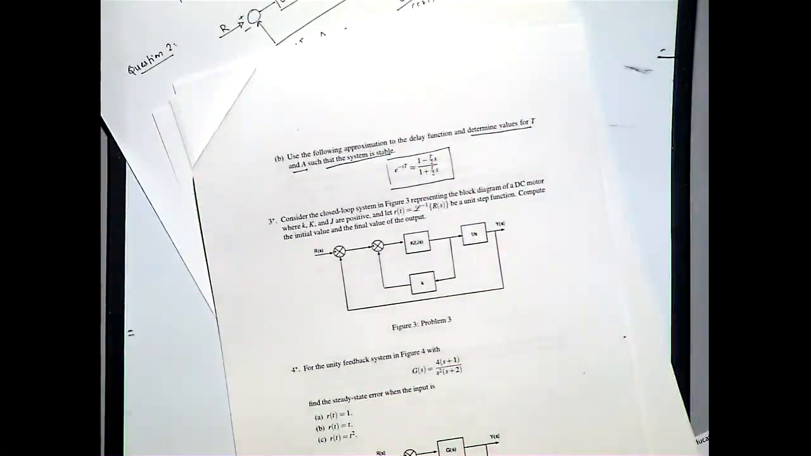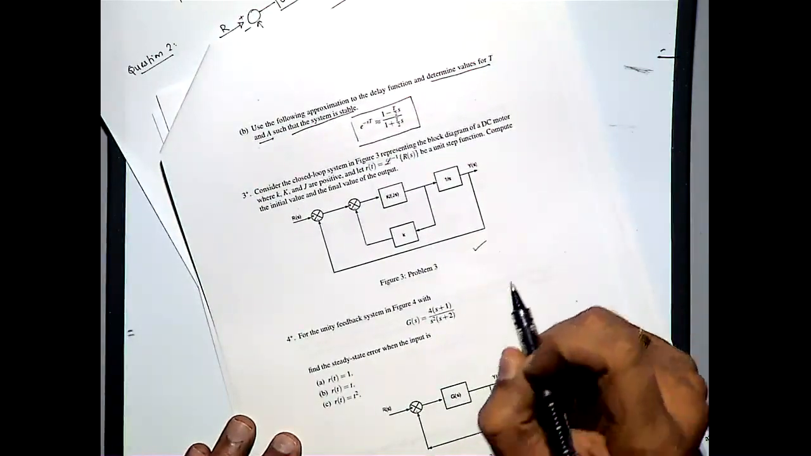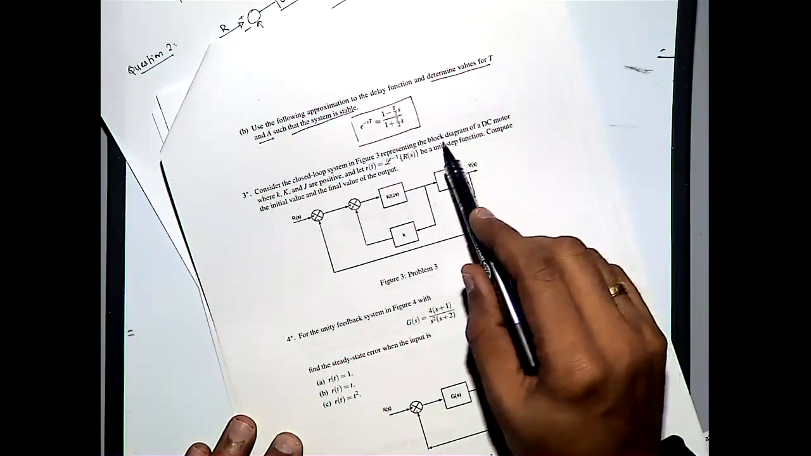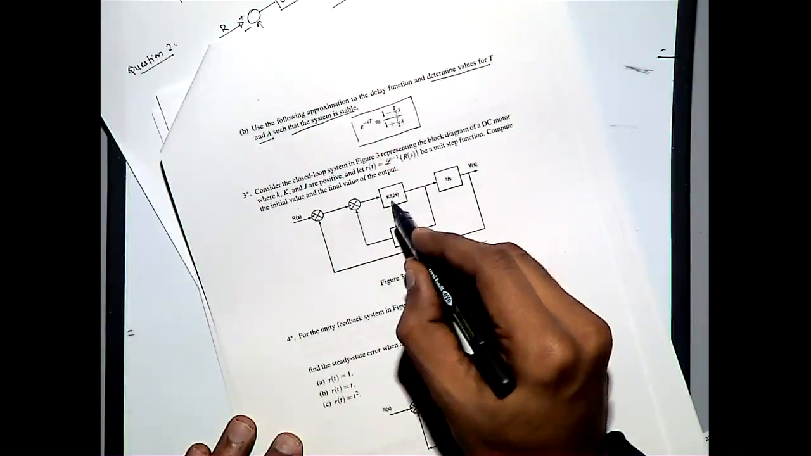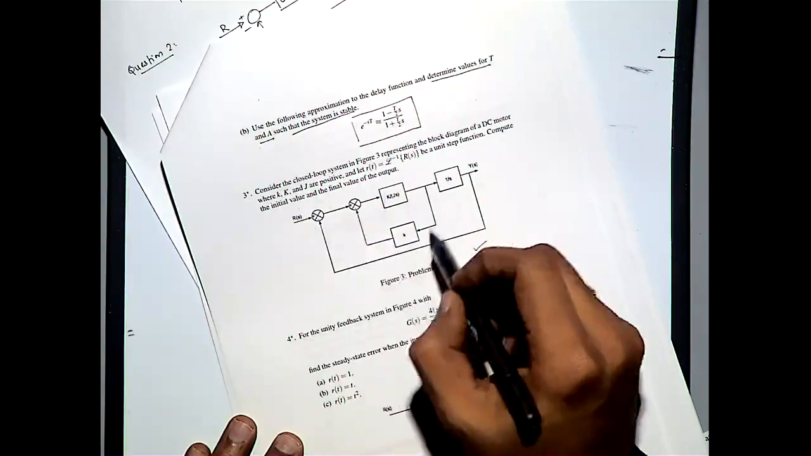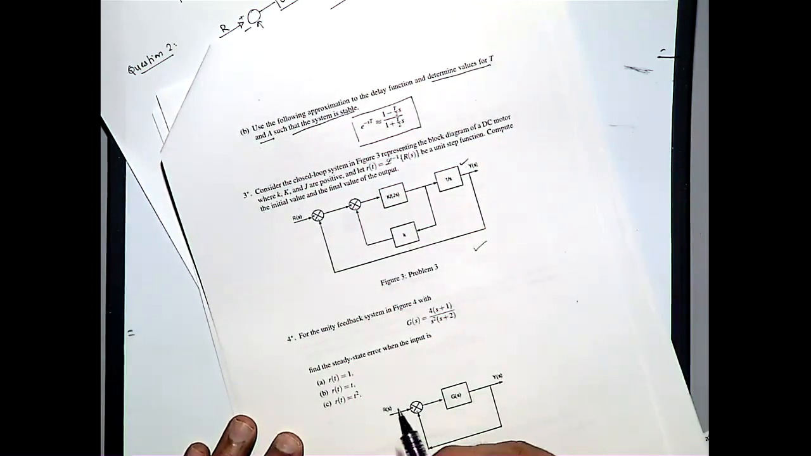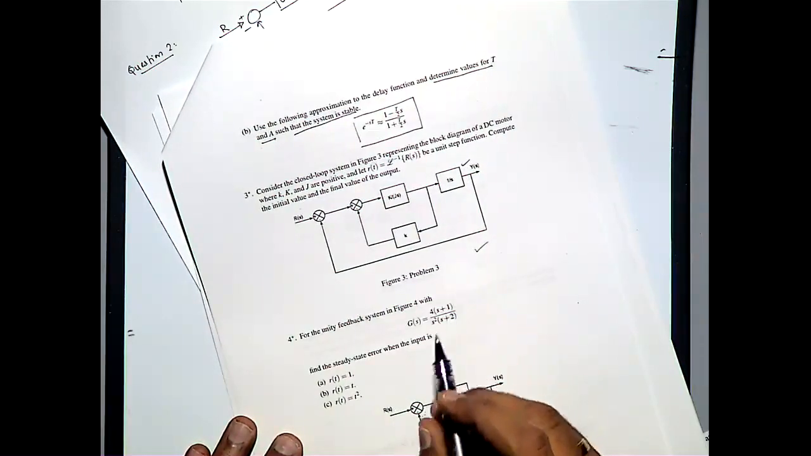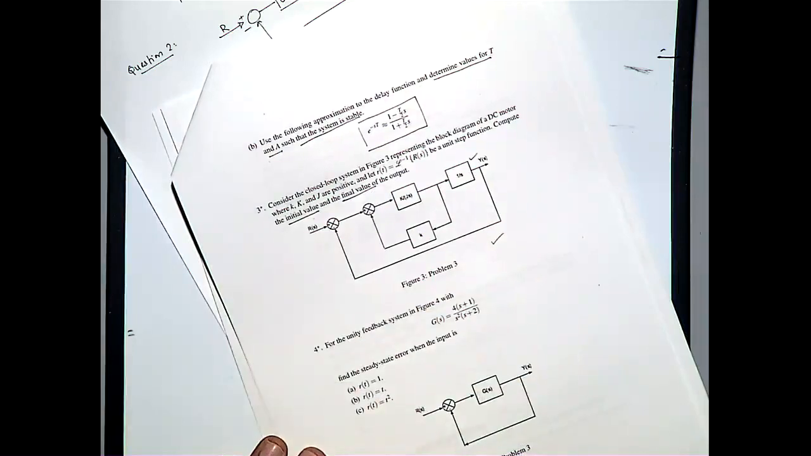So for the third question, we have a closed loop system shown in figure 3. So we have a block diagram of a DC motor where capital K, J and small k are there, which are the parameters of the DC motor, and there is an integrator here. So what is asked is to find out the initial value and final value of the output.